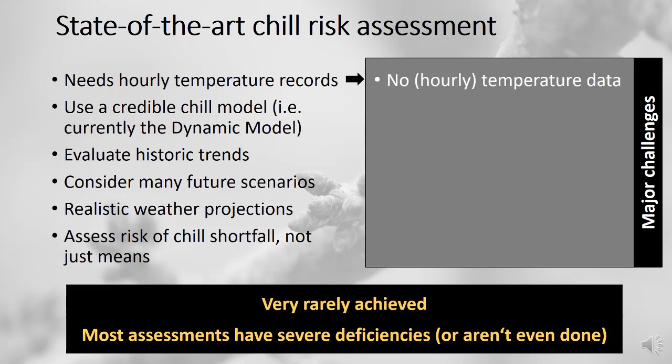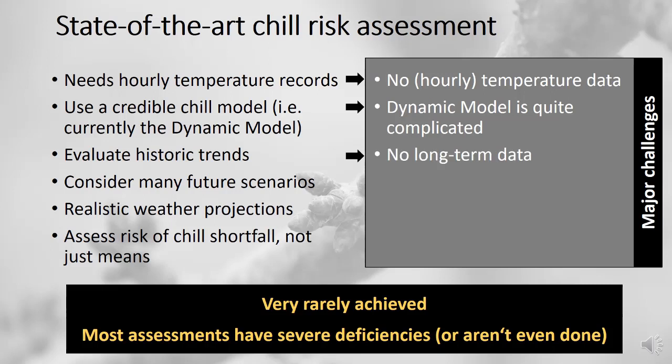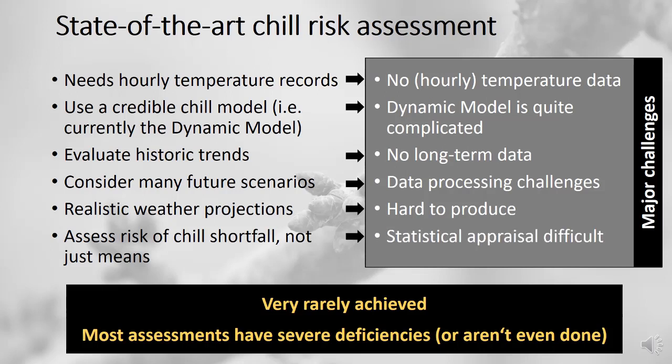First of all, we quite often don't have hourly temperature data. This dynamic model, as I mentioned, is quite complicated, and most people aren't easily able to adapt it to their needs. We often have no long-term data. Data processing is a challenge when you want to work with 15, 20 climate scenarios. That means a lot of work if you want to do things by hand. Realistic weather projections are pretty hard to produce, and also the statistical appraisal of chill distributions for past or future scenarios can be quite difficult.